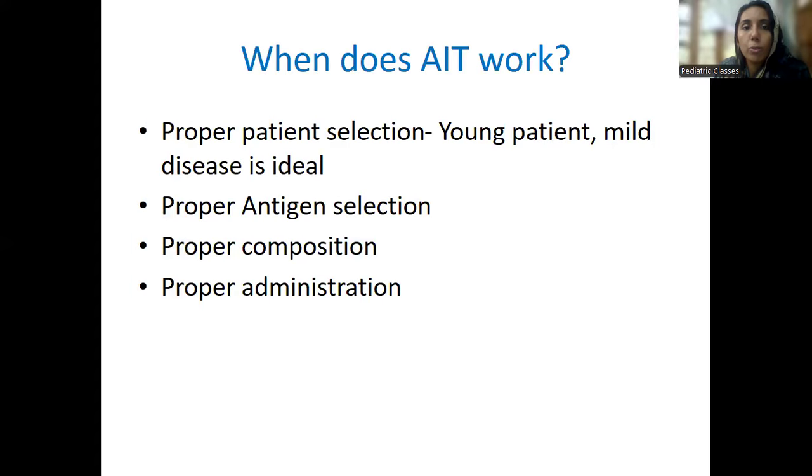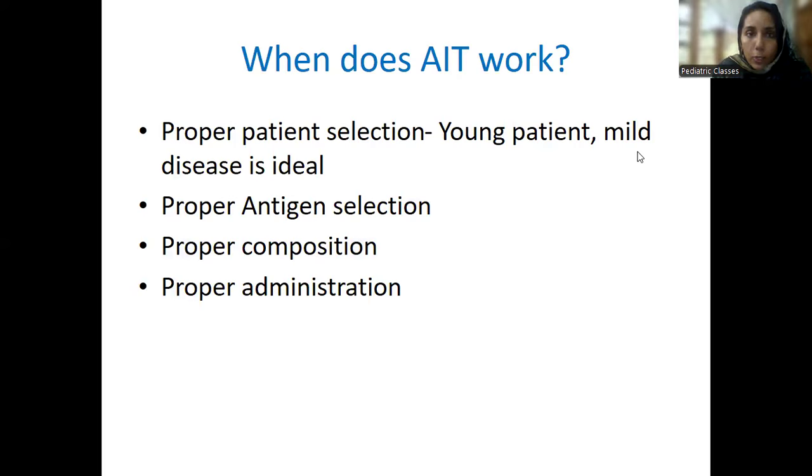So when does it go beautifully? When there is proper patient selection, then the young patient with a mild disease is the most ideal patient for immunotherapy. And we need to have a proper antigen selection. How can I select my relevant or proper antigens? That is by a proper history, when you get relevant examinations and also concerned testings.